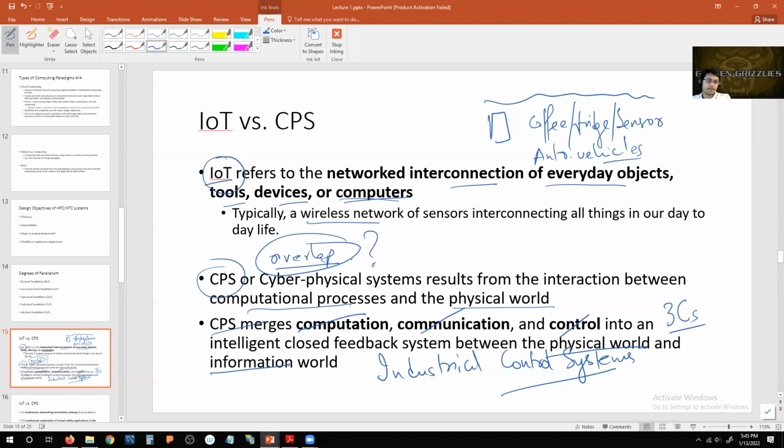Anyone? I'm not sure, but IoT kind of seems like a superset of CPS almost. Okay. Anybody else? I'm sort of building off that. CPS seems to be like an industrial subset of IoT. Okay. What else? Anybody else? Any other thoughts?